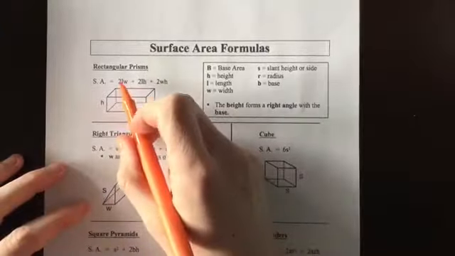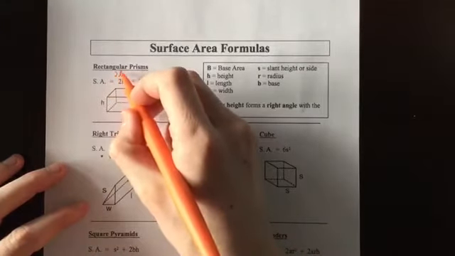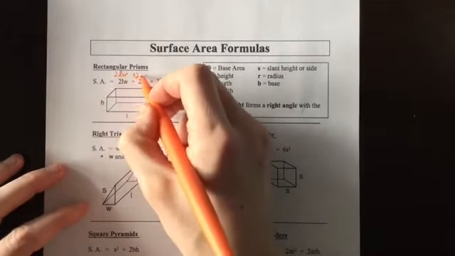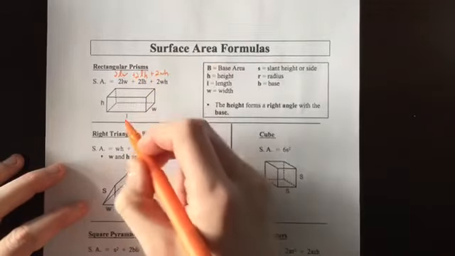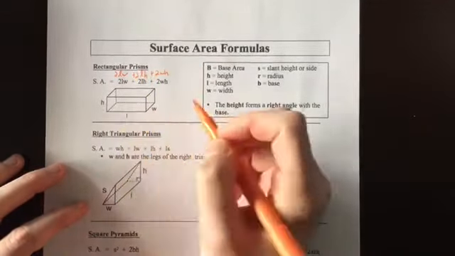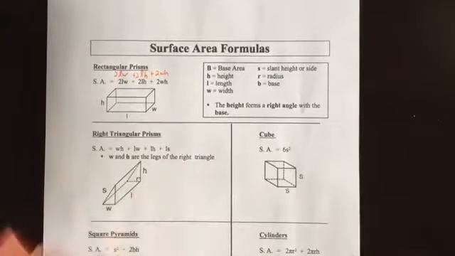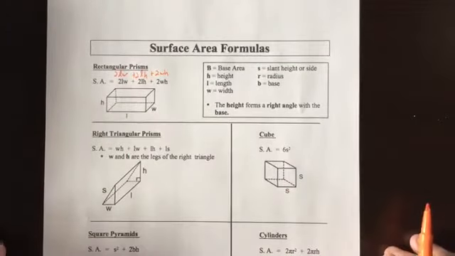So a rectangular prism, we've got 2 times the length times the width, plus 2 times the length times the height, plus 2 times the width times the height. Really using all those possible combinations of dimensions and multiplying each by 2 because there's 2 of those pairs, that top-bottom pair, left-right, front-back, and so on.